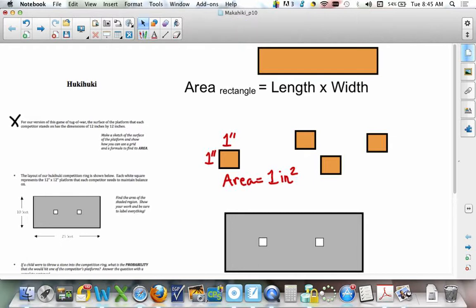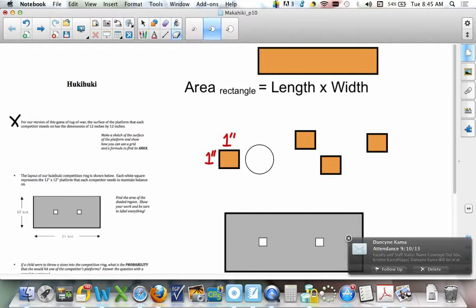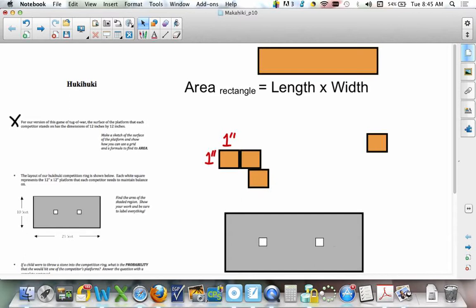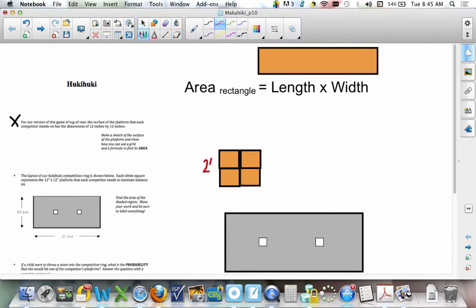Now, we want to see what this would look like in a grid. So if we have all of these 1 inch boxes and we put them in a grid, you could start to see what my area would be. There are 4 of these and they're exactly the same size. So now I have a new dimension, 2 inches by 2 inches. And so 2 times 2 would be 4 inches squared. So you have 4 square inches.